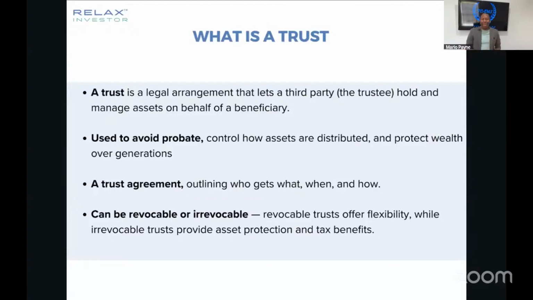It avoids probate, so you control how the assets are distributed and you protect wealth over generations. You have a trust agreement that outlines who gets what, when, and how. And it could be revocable or irrevocable. Now, a revocable trust, me personally, we recommend with our estate planning platform, the Relax Estate, we only do revocable trusts. The reason why I personally don't want to do an irrevocable trust is because once you do it, you can't make any changes.